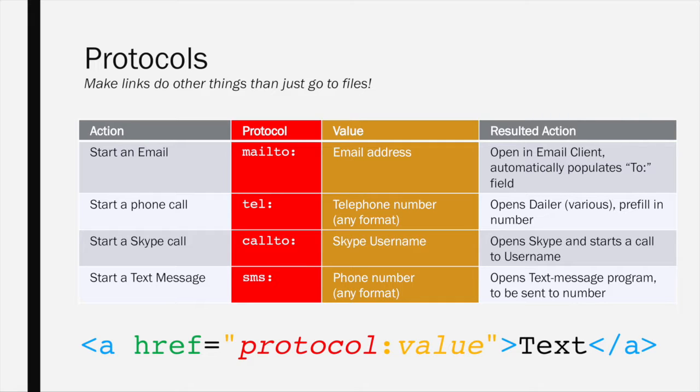To have a bit of text start an email, you would just do mailto, colon, and then the email address. That would automatically open an email client and automatically populate the To field to the address provided in the link. You can also have the links start a telephone call by preceding the value with tel, T-E-L. In this case, it would open a dialer on a mobile phone, or on a laptop it would open up whatever program is set up to make calls, such as FaceTime. If you have Skype, you can set up a callto protocol so that it automatically opens Skype and starts to call the username provided. And lastly, you will have SMS, which opens up any text message program to be sent to the number provided.